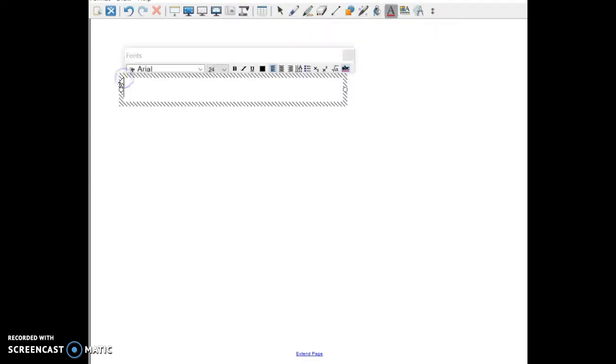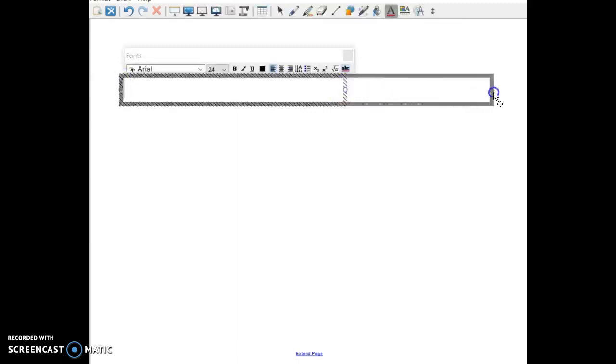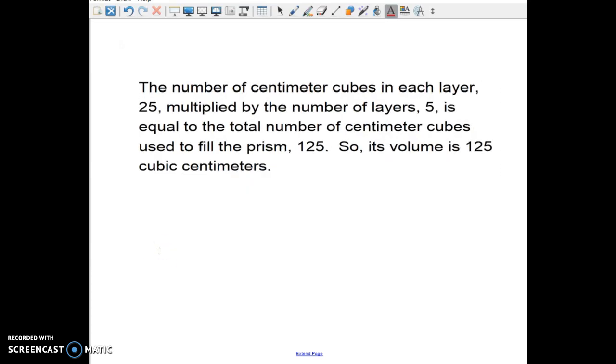Okay, so this is your answer on number 1 under describe. Here it is written out in words. The number of centimeter cubes in each layer is 25, multiplied by the number of layers, we had 5 layers, is equal to the total number of centimeter cubes used to fill the prism, which was 125. So the volume is 125 cubic centimeters.